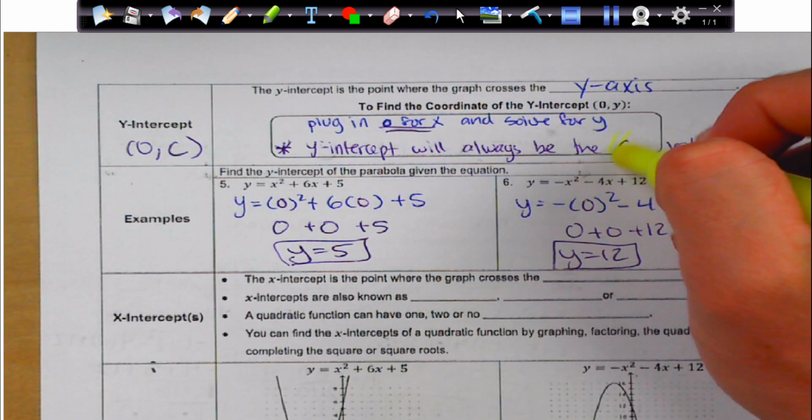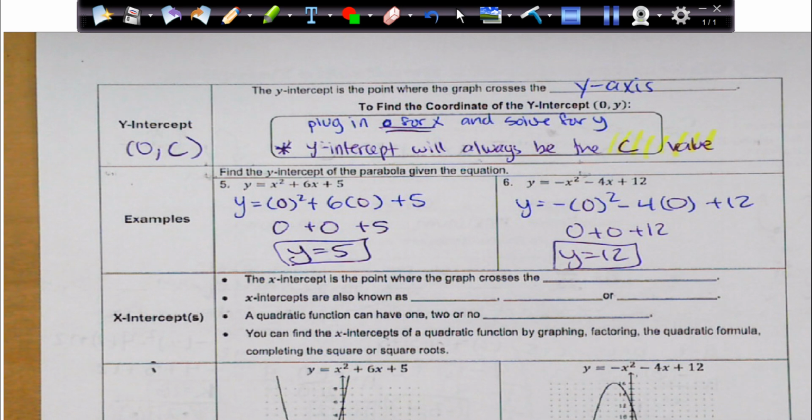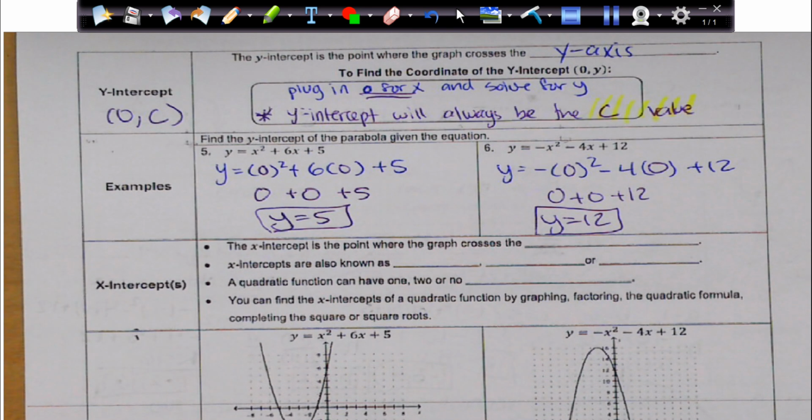That's the most important part. It's going to be the c value. So do you really have to show that it plugs into 0? Nope. Don't have to do it. Okay. Moving on to x-intercepts, and then we're out of here.